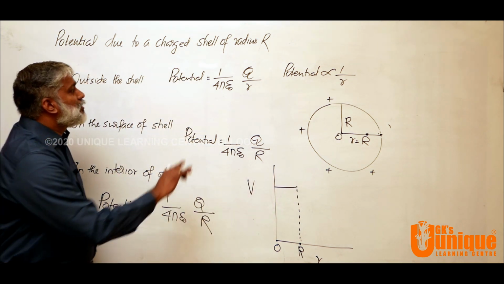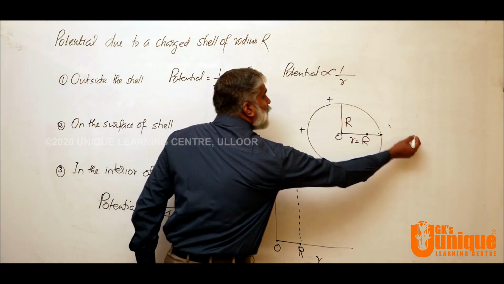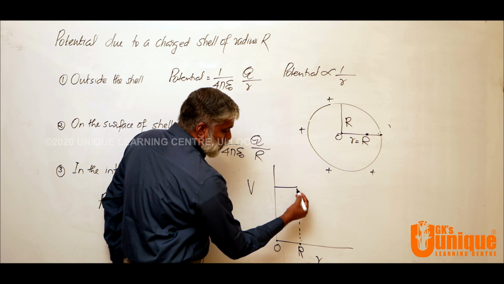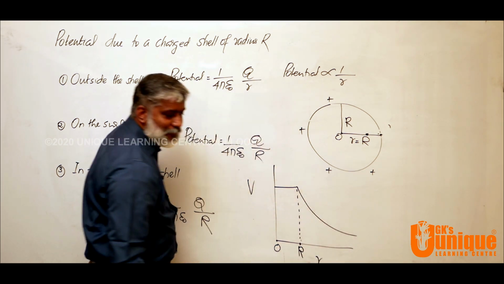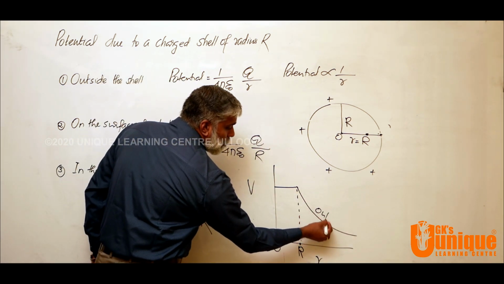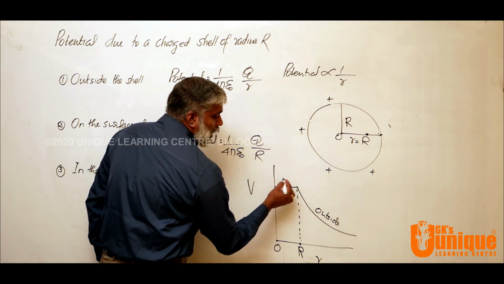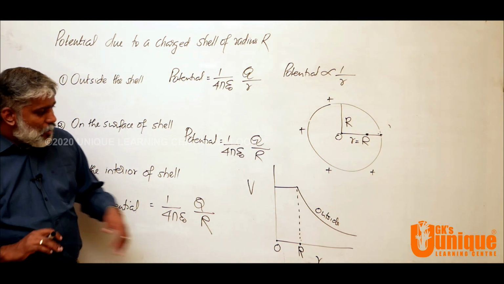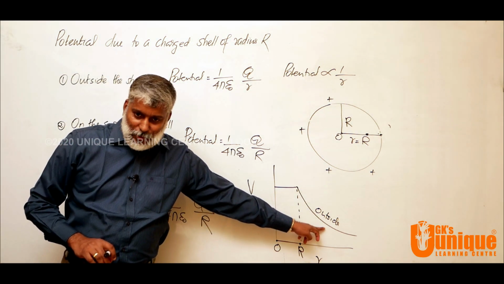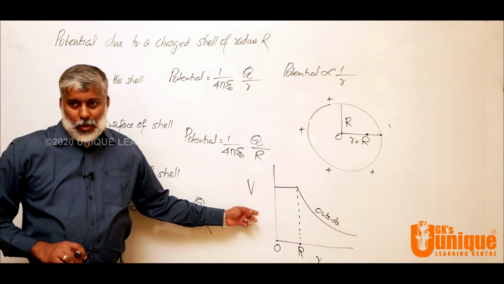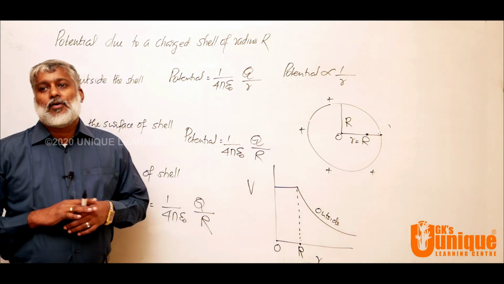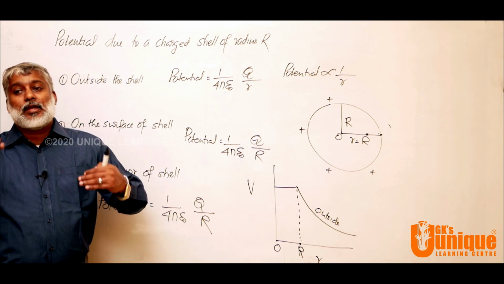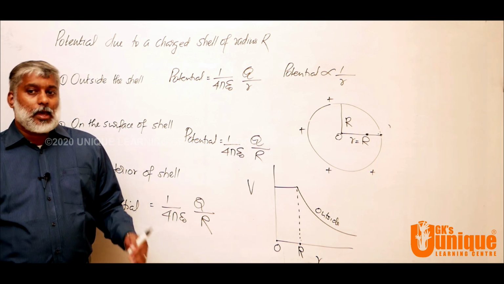Then, after that, for a point outside, potential is inversely proportional to r. So, the graph will be like this: this outside, then this inside. Inside, from center to surface, potential is a constant. Outside, potential is inversely proportional to r. So, this is a very important graph, keep in mind. So, what is the potential outside? 1 by 4 pi epsilon 0 Q by small r. On the surface and in the interior, 1 by 4 pi epsilon 0 Q by capital R.